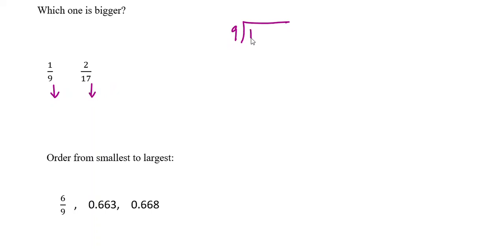9 goes into 1, 0 times, put on some extra zeros. 9 goes into 10, 1 time. 10 minus 9 is 1, bring down the 0, 1 time again, and we can see that we're going to get a repeating decimal here. So this is 0.11111, right, forever. Now, why did I do that? Well, you'll see in just a minute, because now I'm going to do 17 into 2.